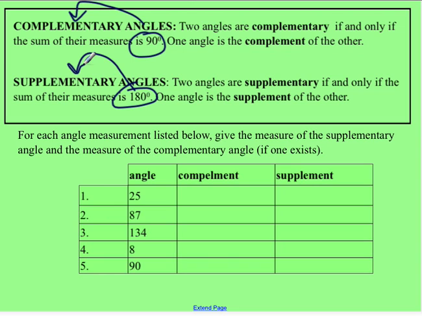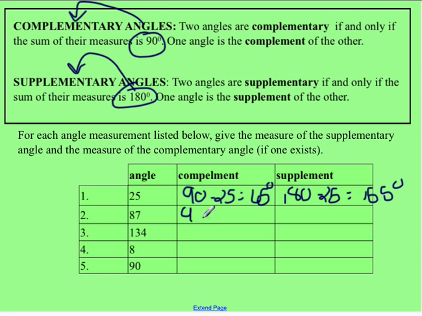Take a look at the chart given to us. For the angle measurement listed below, give the measure of the supplementary angle and the measure of the complementary angle if it exists. If our angle is 25 degrees, for the complement we take 90 minus 25, which gives us 65 degrees. So the complement of a 25 degree angle is 65 degrees. To get the supplement, we take 180, subtract the angle, and we get 155 degrees. So the supplement of the 25 degree angle is 155 degrees.